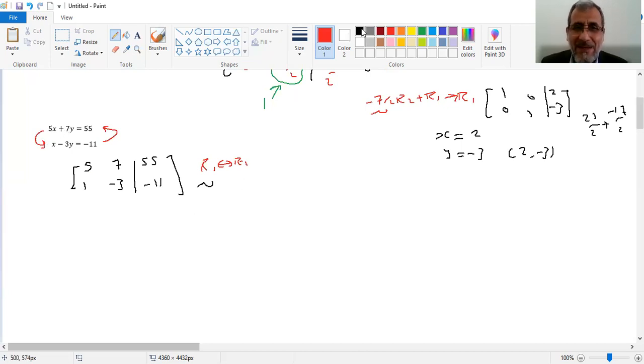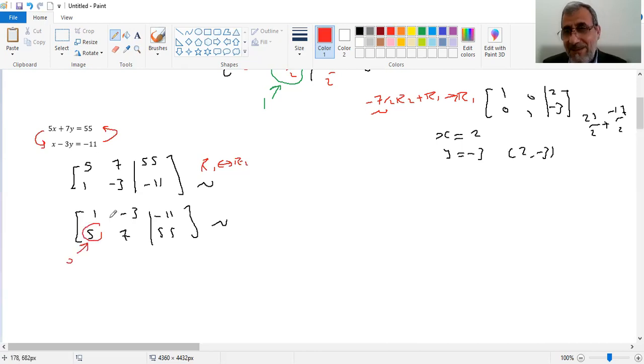Then what do we have? Row 1 is now 1, negative 3, negative 11, and row 2 is 5, 7, 55. This is better than dividing by 5, because then I would have 7 over 5, and I don't like the fraction. Now here we have 1, and below the 1 we need 0.